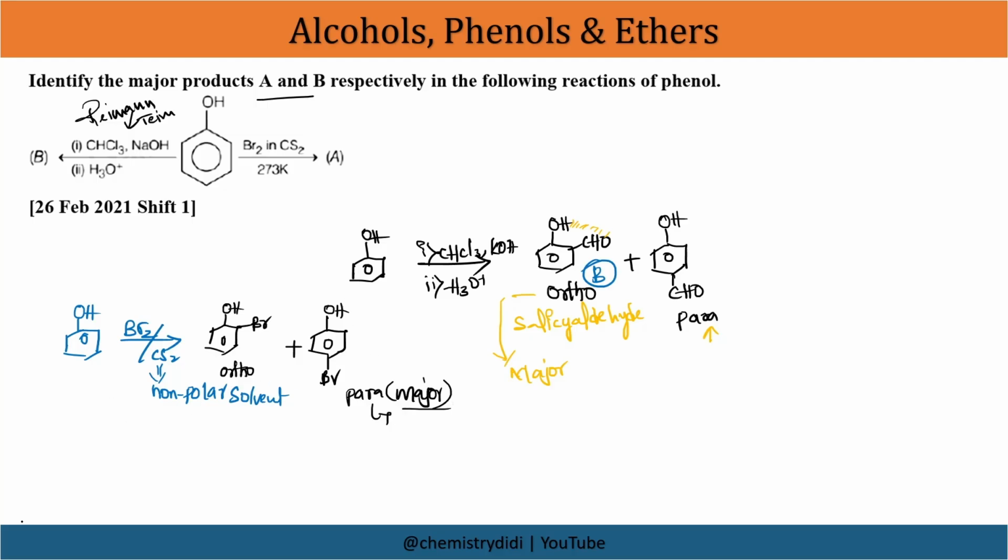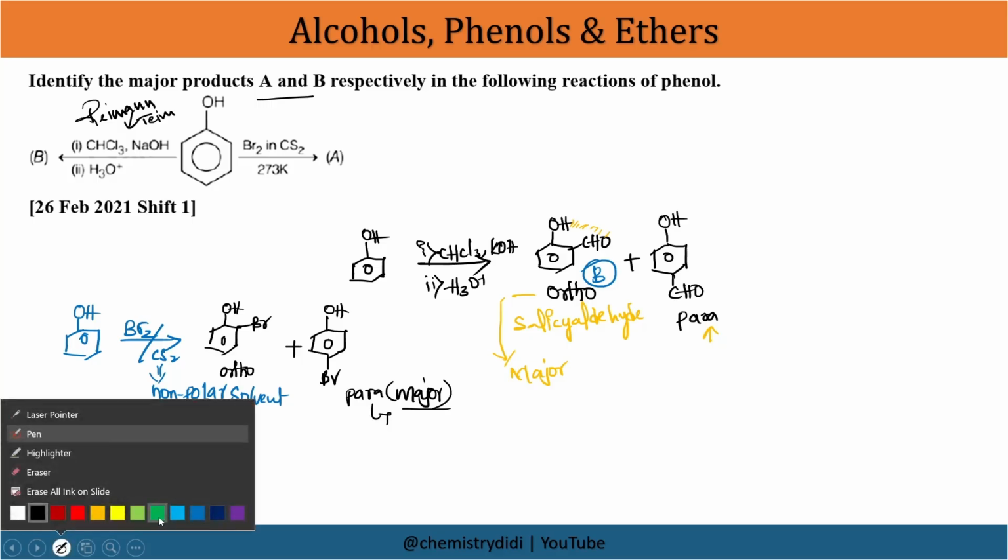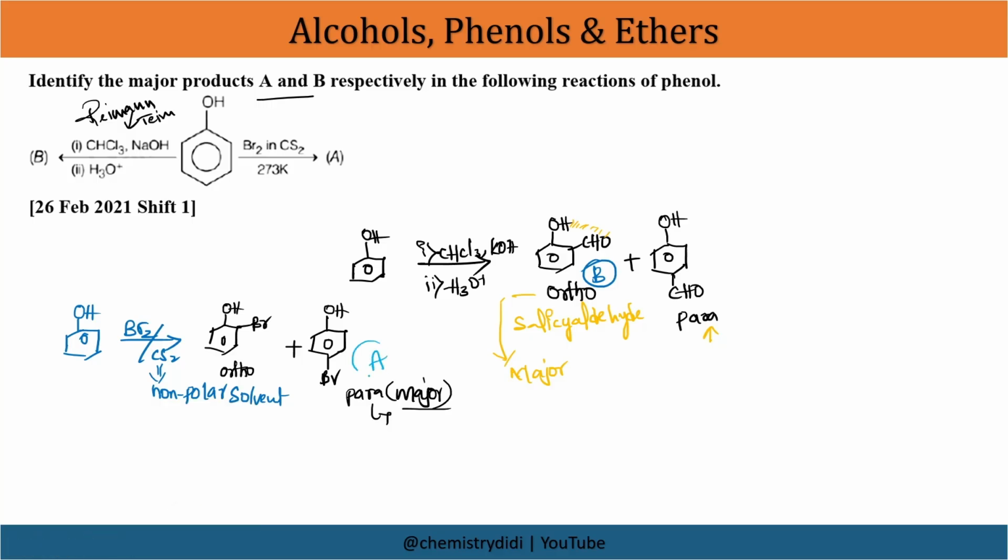So this is our product, this is our product A. Here one more point I just want to tell you: when we treat this phenol with Br2 in the presence of polar solvents like water, the water helps to generate the strong electrophile Br positive. As we know that OH is a strong activating group, which activates the benzene ring. So what happens to bromine?